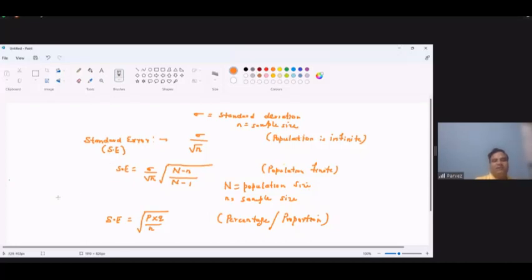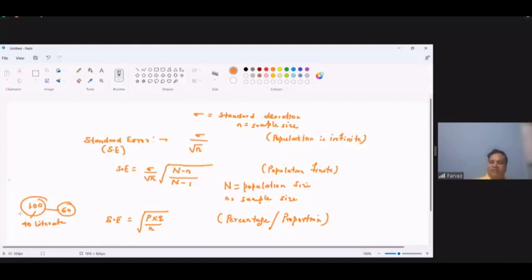Take for example, if I say that in a village, there are 100 people. Out of 100, 40 are literate. So how many will be illiterate? 60. Literate 40, illiterate 60, right? If I'm asking a question like this, can you use the above 2 formulas? No, because we don't know the standard deviation, and we can easily convert this into percentage or proportion.